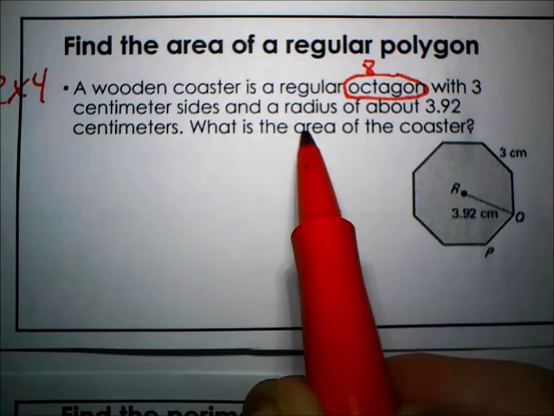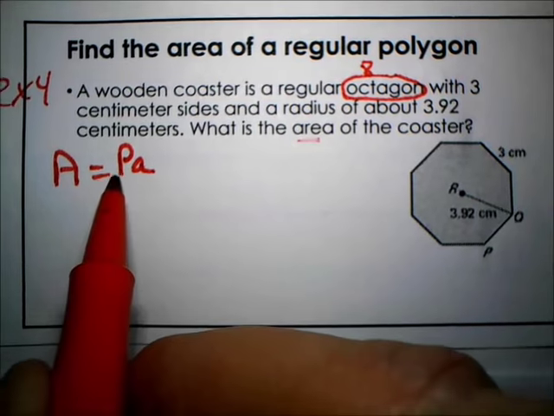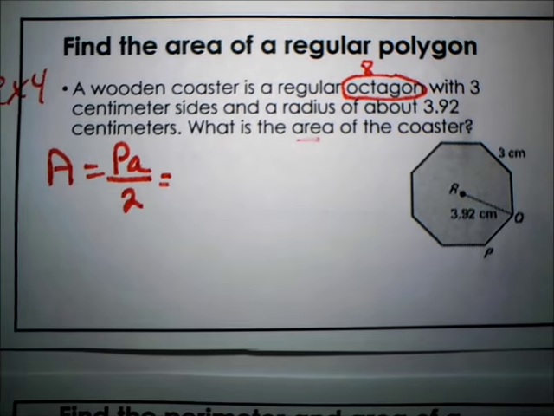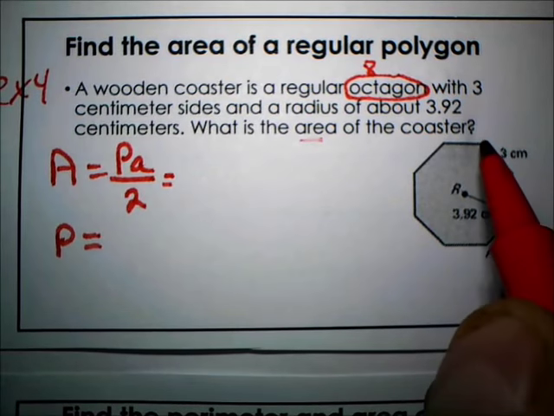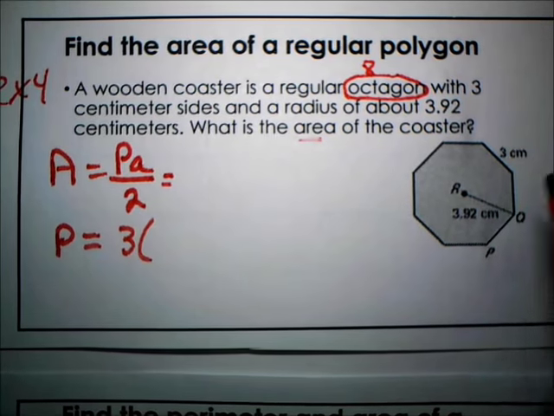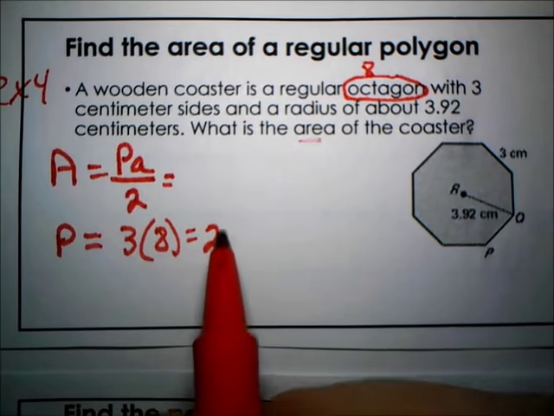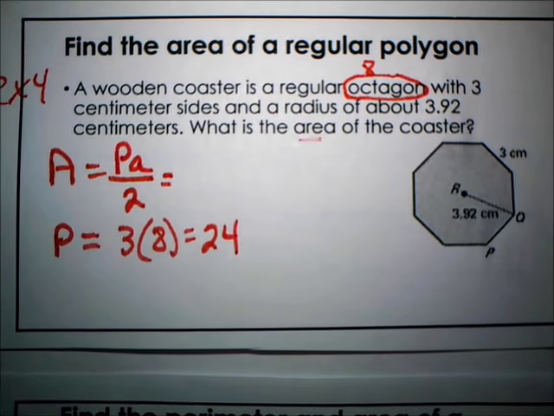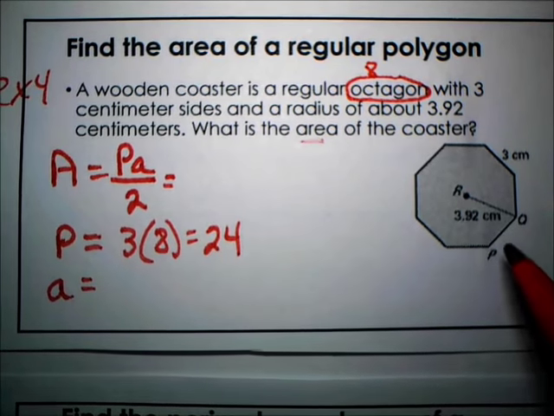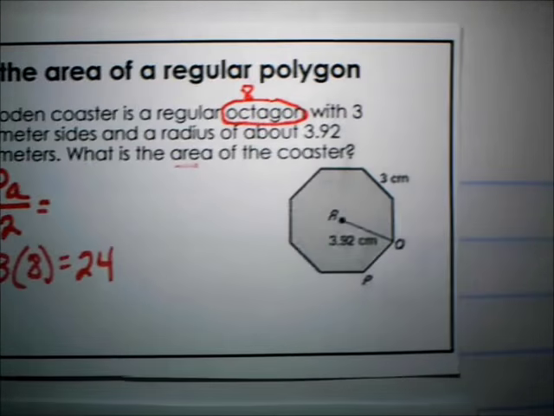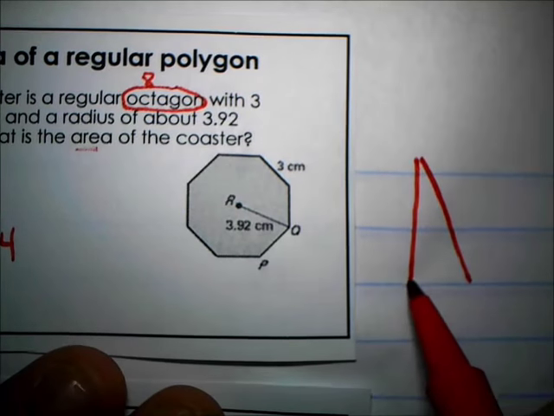What is the area? Now, the area formula that I'm going to be using is AP, or PA, divided by 2. Well, to find the P, I know that one side is 3, and I have 8 total sides, so that means my perimeter is 24. I need to find the apothem, which is a little a, and to be able to do that, I'm going to draw a right triangle over here on the side, a little bit bigger, so I can actually see what's going on.